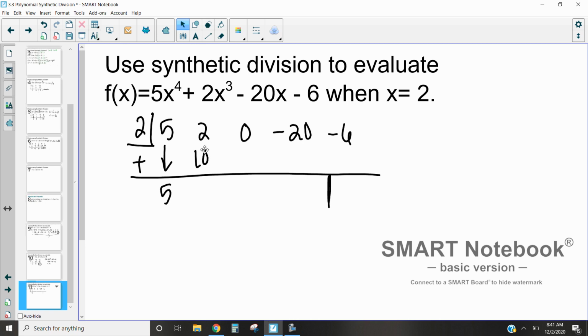2 times 5 is 10. This becomes 12. 2 times 12 is 24. 0 plus 24 is 24. 2 times 24 is 48. -20 plus 48 is going to be 28. And 2 times 28 is going to give us 56. Minus 6 equals 50. And so this right here is what would happen if we evaluated it. Isn't that so awesome that that remainder theorem works that way?